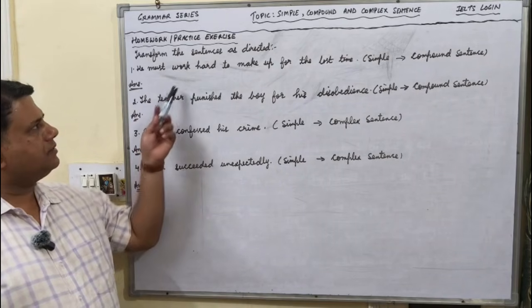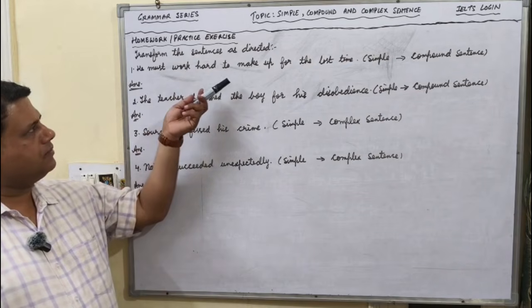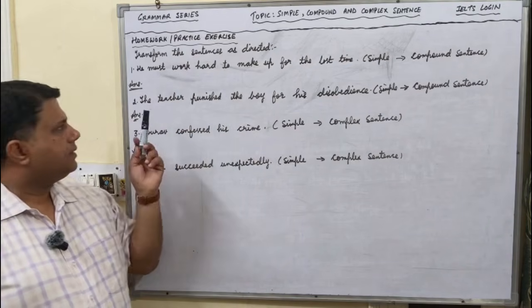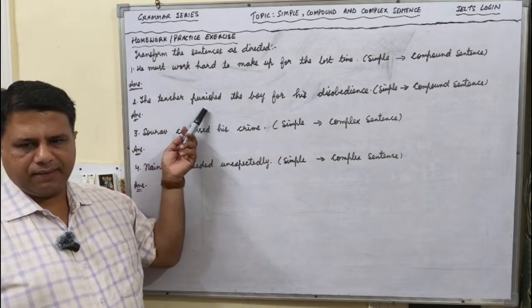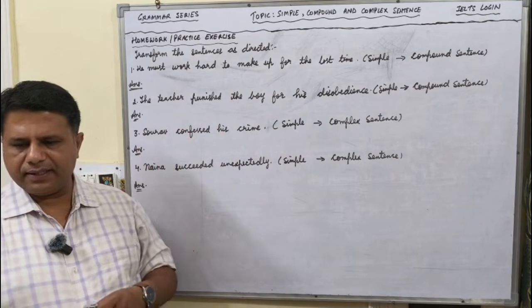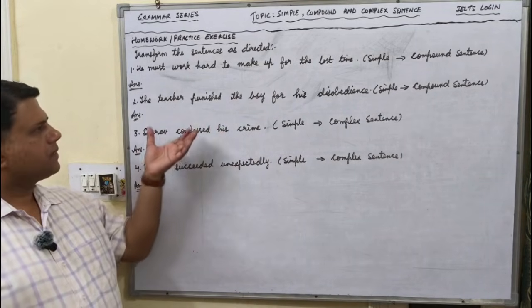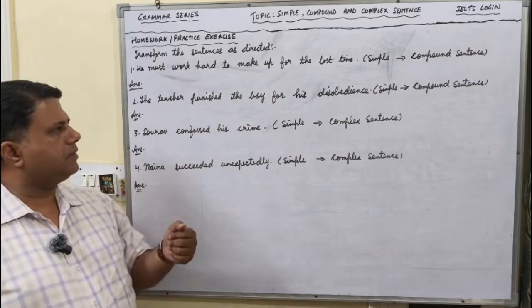This is a simple sentence because there is only one tense element. The teacher punished the boy for his disobedience. Only one tense element, so it is a simple sentence. Change it into compound sentence. So two sentences from simple to compound.